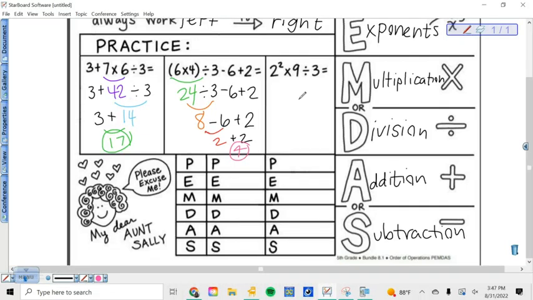Okay, last one. What's my first step? Exponents. What's 2 squared? 4. Okay, and then what comes next? Yes. 4 times 9 is 36. Divided by 3 gives me 12. Woohoo. And that's it. Cool?